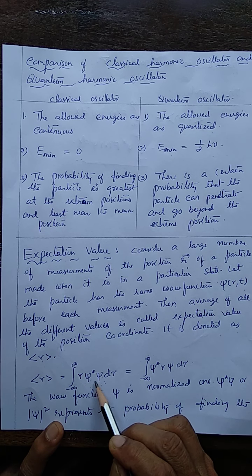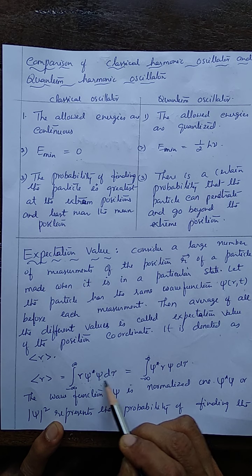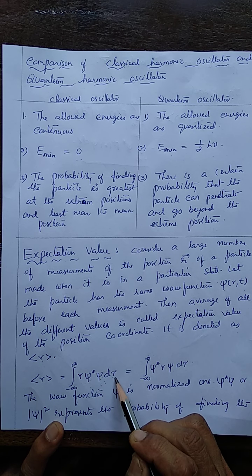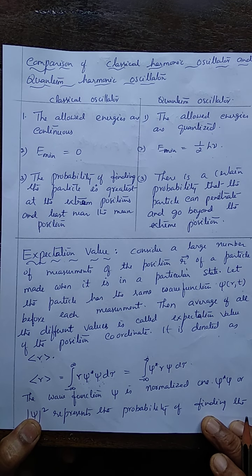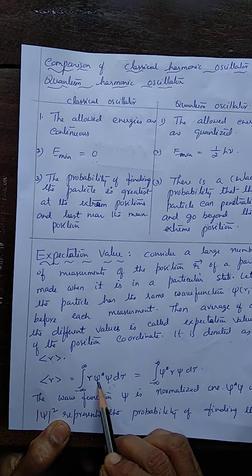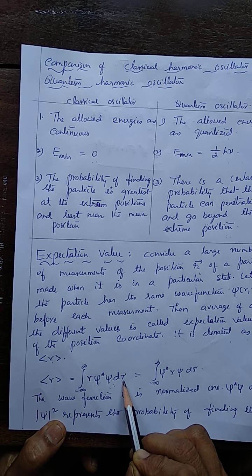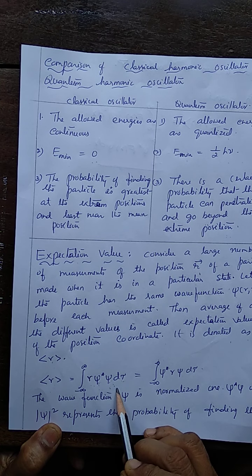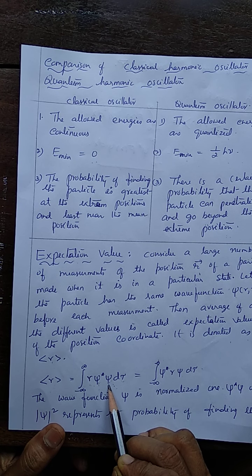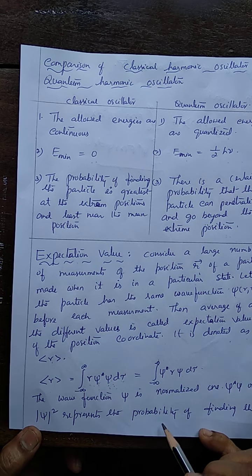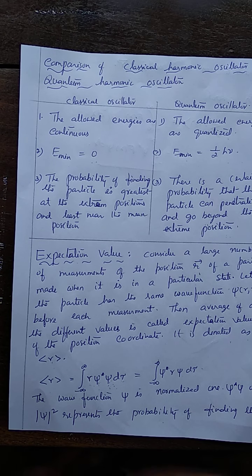Then psi star psi d tau is nothing but mod psi square d tau, which gives the probability of finding the particle at a given position r. This one gives the probability of finding the particle in a given position r, so that the expectation value is the position vector into the probability of finding that particle at the given position. This is nothing but the expectation value, and here the wave function is normalized.